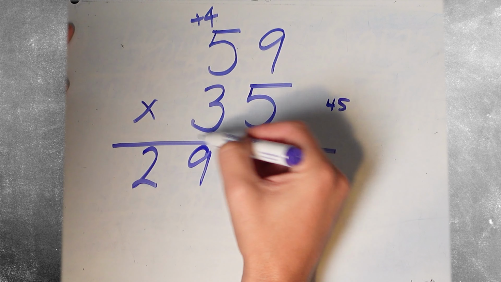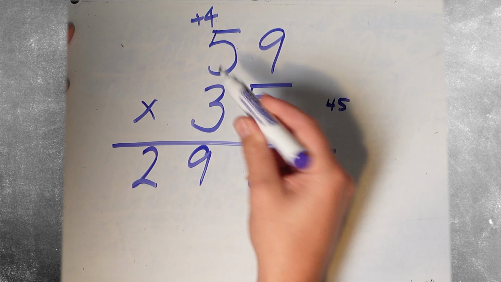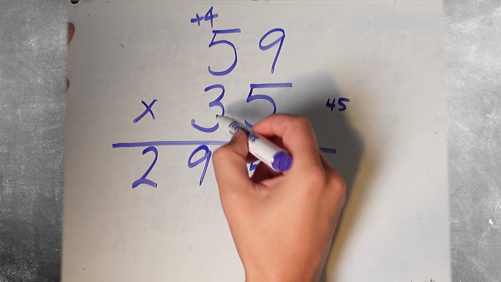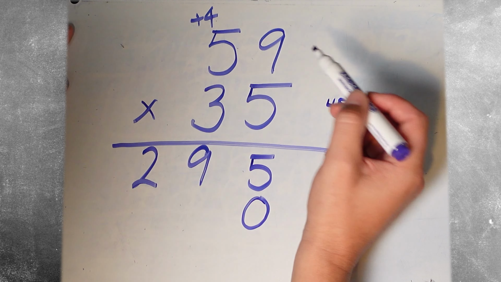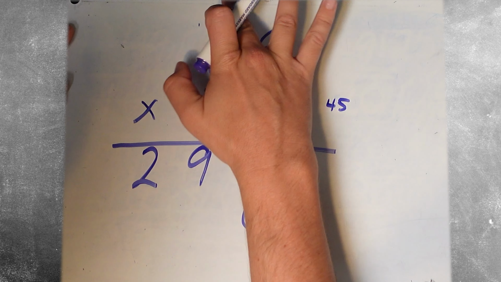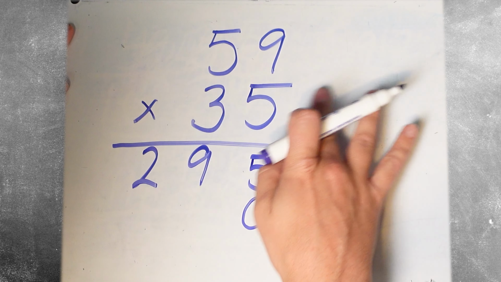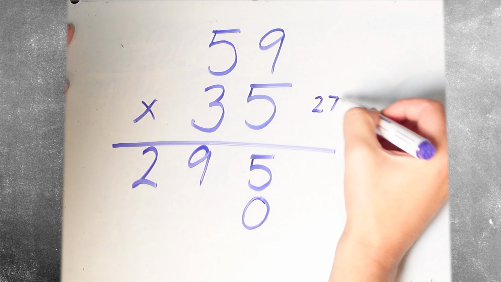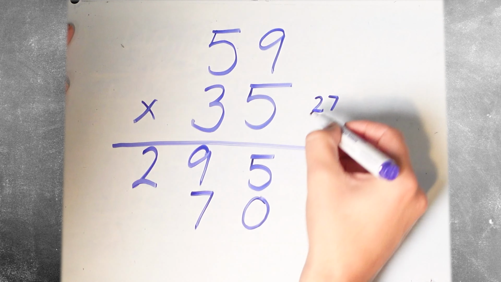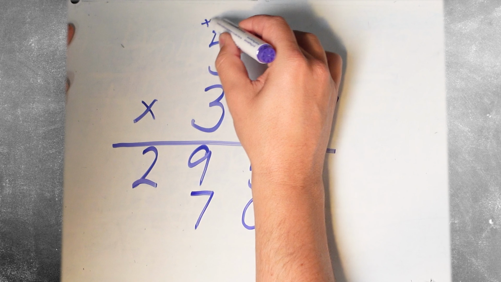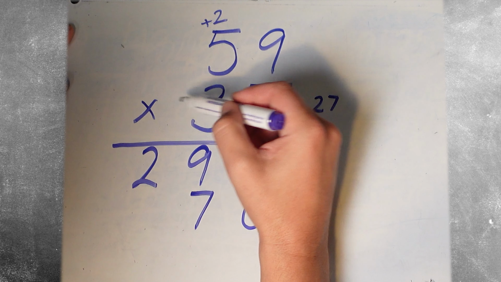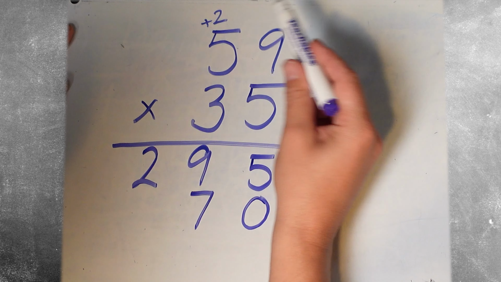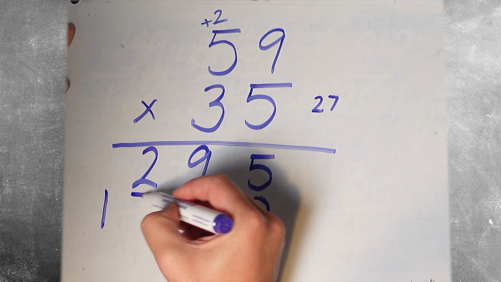Now we're ready to deal with the 3. Remember that it's 30, so we have to put the 0 to represent. 3 times 9 is 27. That's from before, so we can take that away. 3 times 9 is 27. So we're going to put the 7 here, and this 2 we're going to add to the next answer. 3 times 5 is 15, plus 2 is 17.